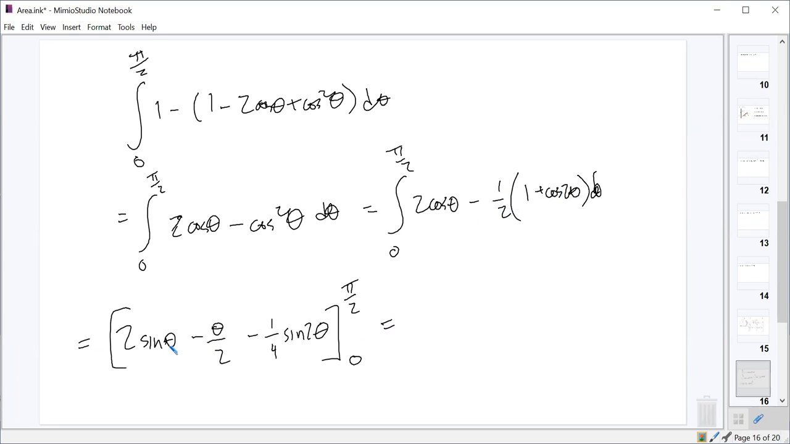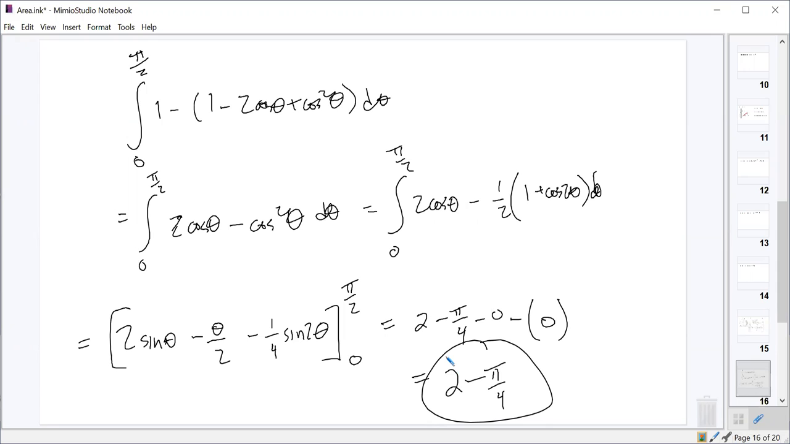And the sine of pi over 2 is 1, so 2 times 1 is 2, minus pi over 4, and then minus 1/4 of the sine of pi, so that's minus 0, right? And then minus sine of 0 is 0, 0 over 2 is 0, and the sine of 0 is still 0, so that's all 0. And in the end, we end up with 2 minus pi over 4. Everybody good with that?